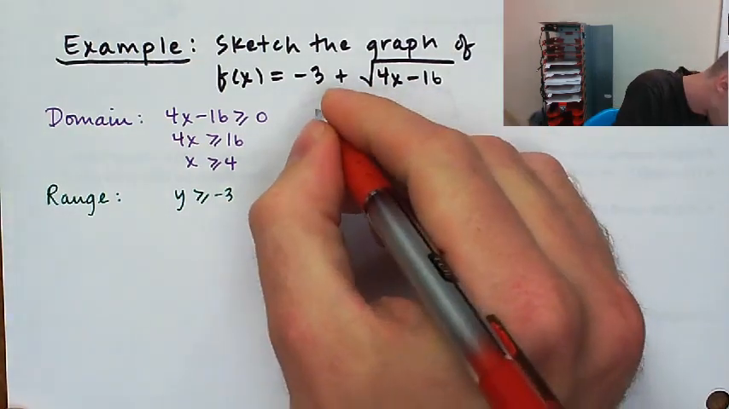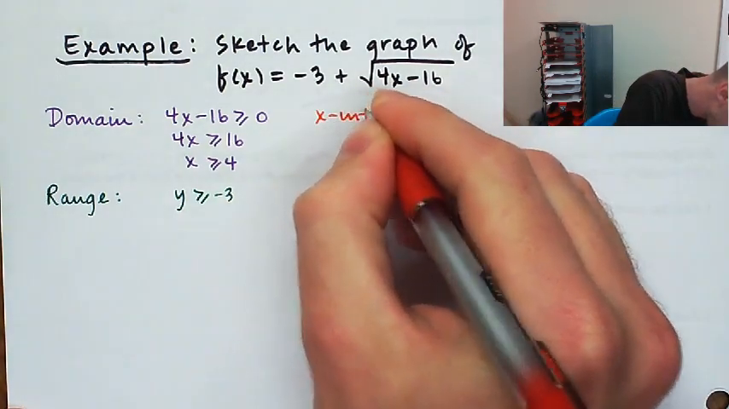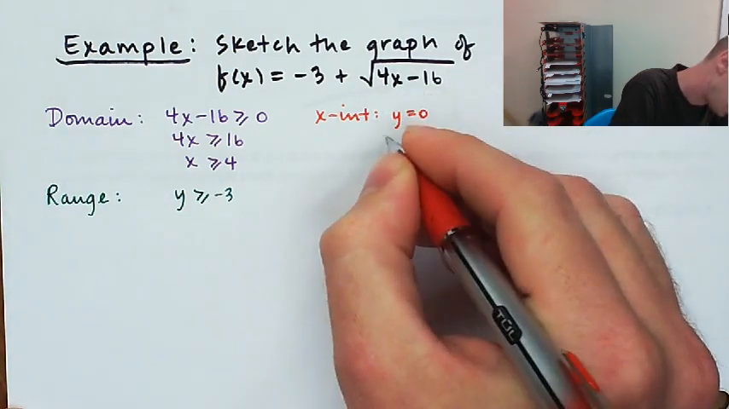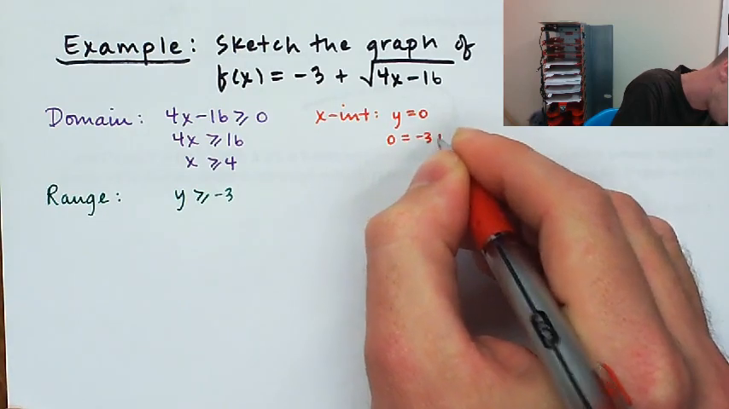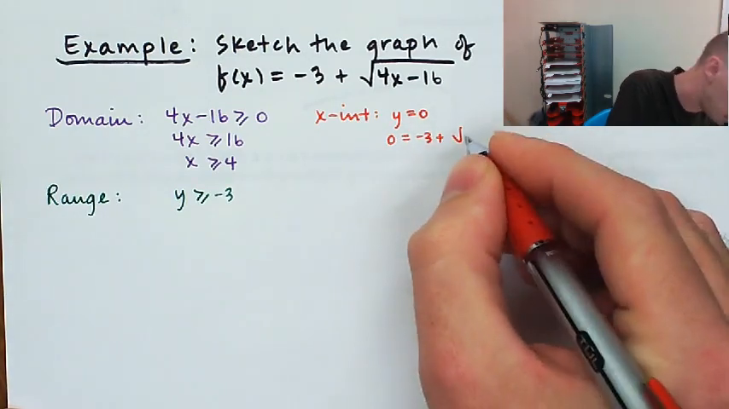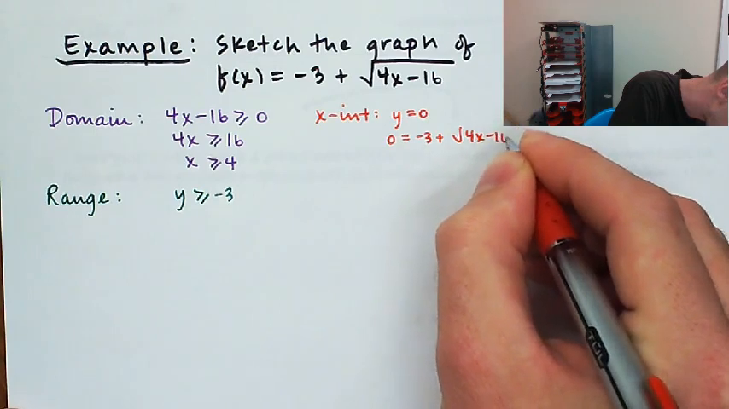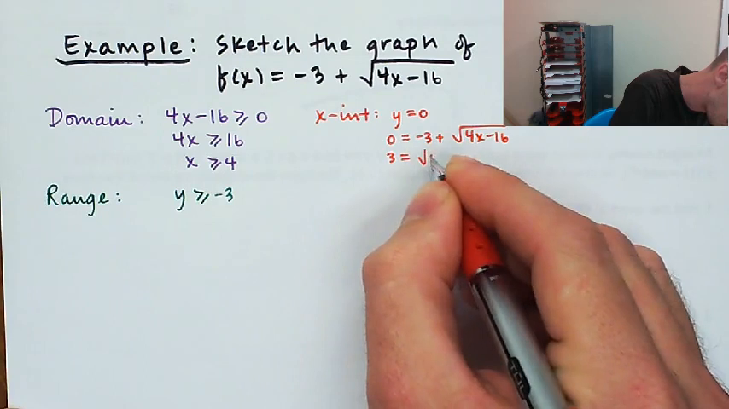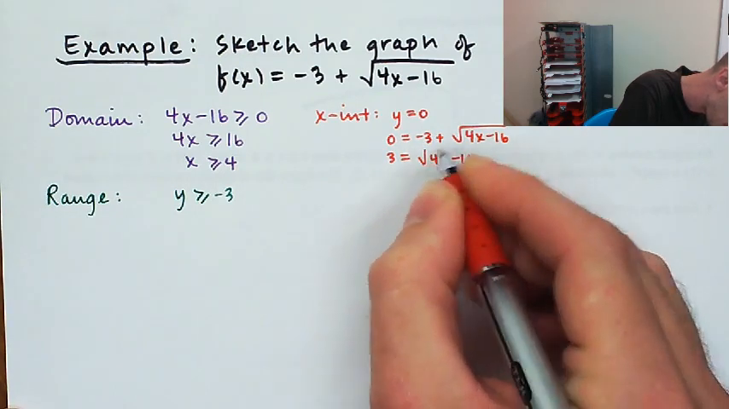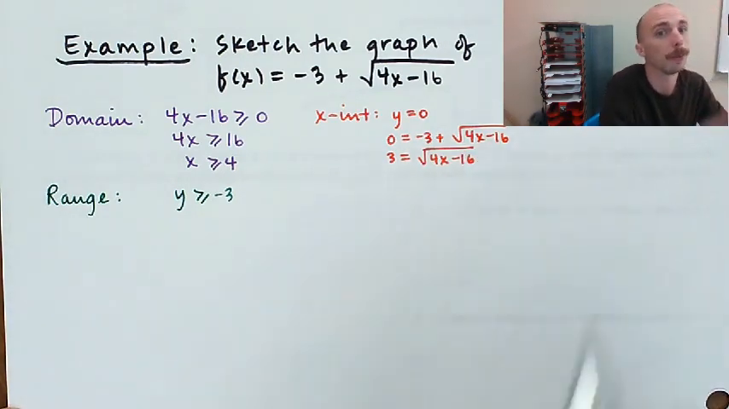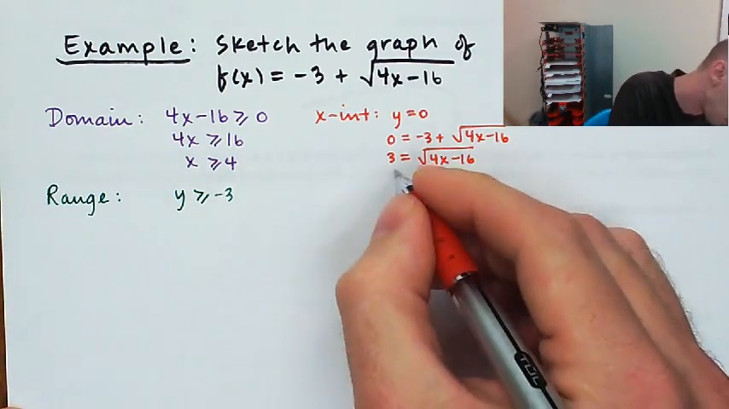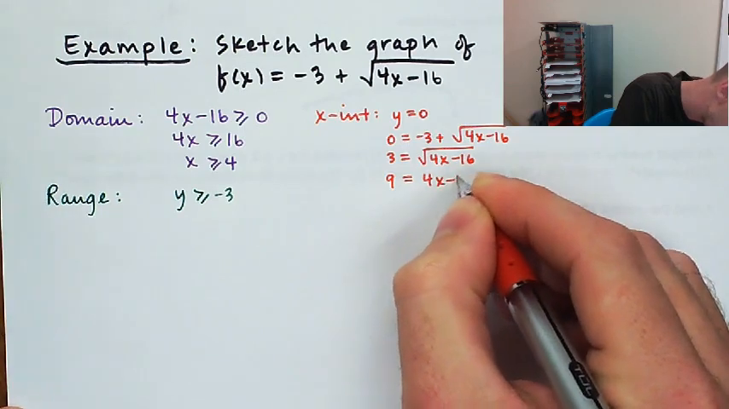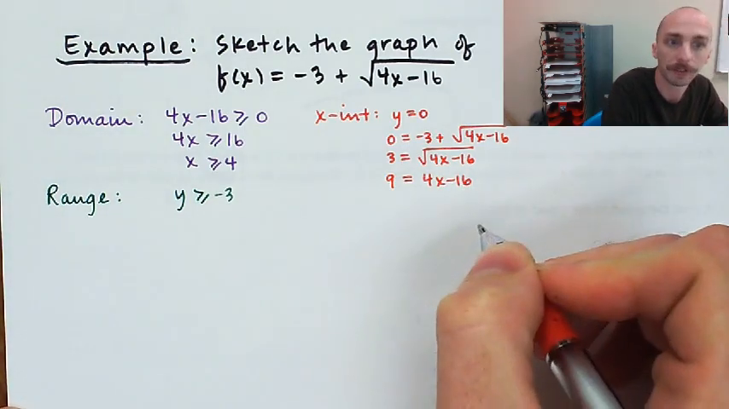The x-intercept is where y is equal to 0. So I'm going to say 0 equals negative 3 plus the square root of 4x minus 16. I'm going to add 3 over here, and then square both sides. I will need to check my solution at the end, but this doesn't look like the type of equation from the last lesson that caused extraneous solutions.